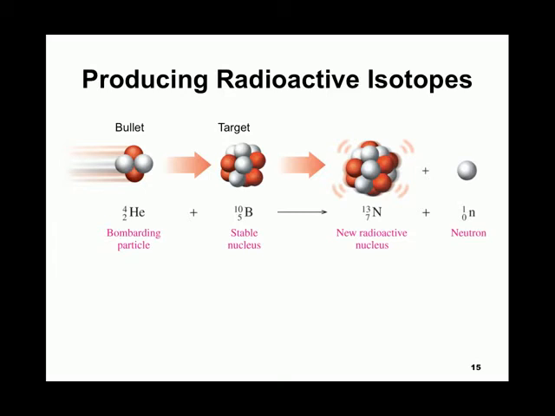Now this gives you another example like we had before. You notice again, here we have an alpha particle, and the numbers add up. 4 and 10 is 14, 13 and 1 is 14.